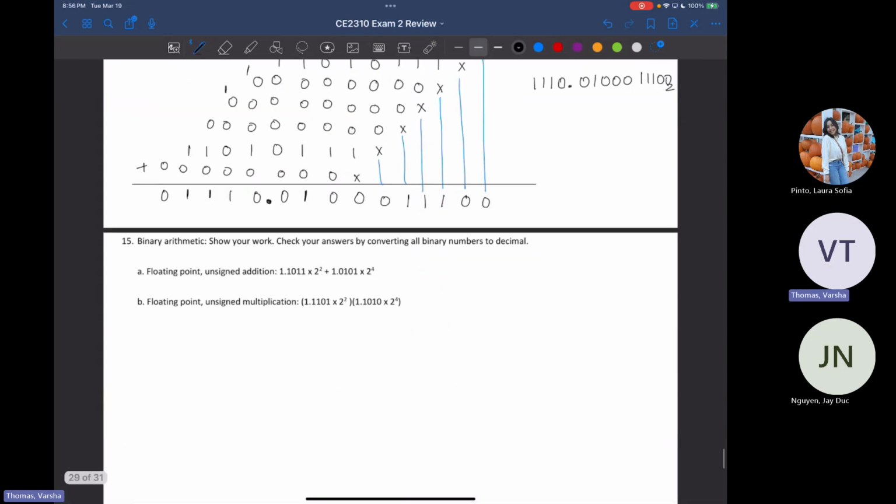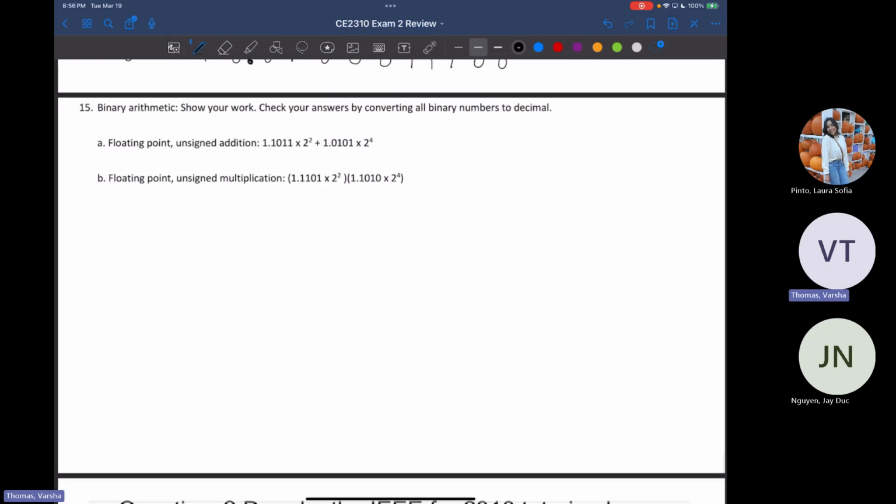Okay, so our last slide, I will explain how to do the floating point unsigned addition. I'm going to show you how to do it, and then I'll explain how to do the unsigned multiplication. And then as always, check your answers by converting to decimal. It's the only way that you can be sure that you've done it correctly.